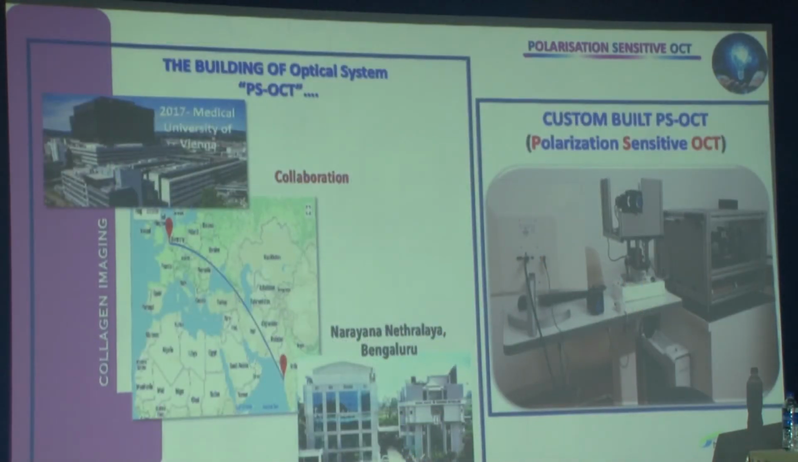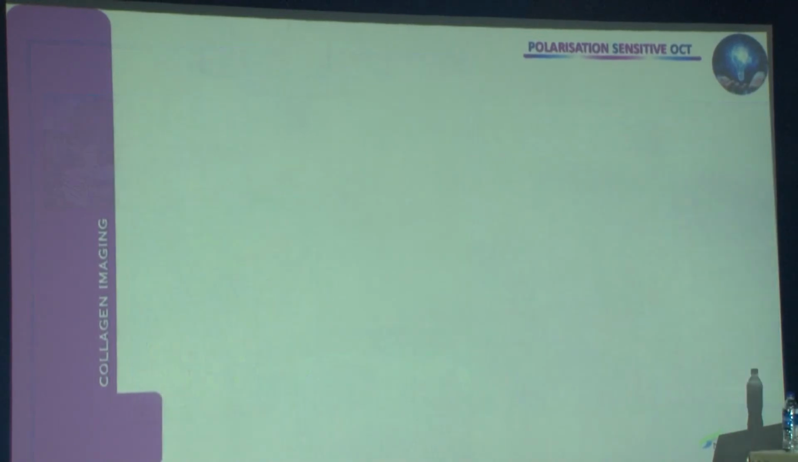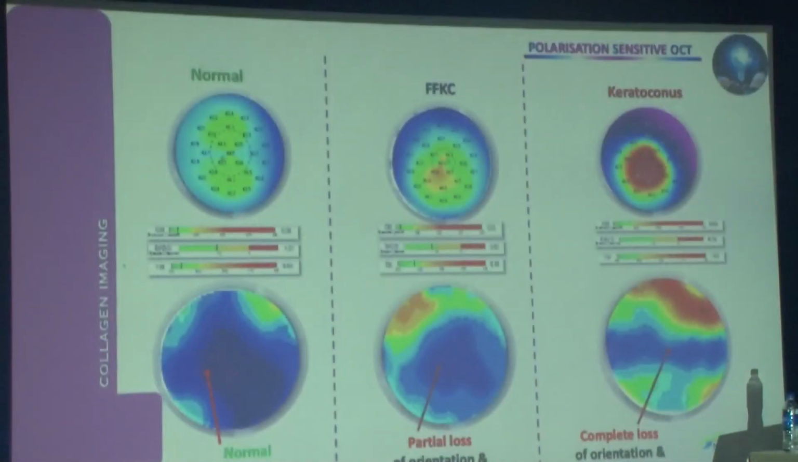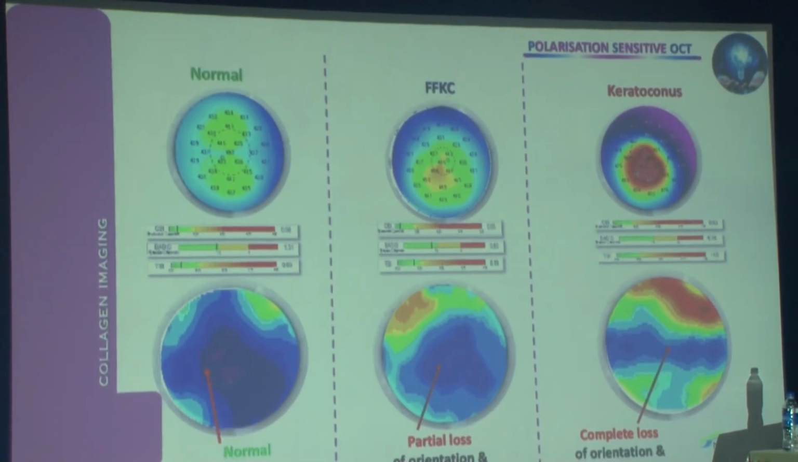So we've built a custom-built polarization sensitive OCT in collaboration with the University of Vienna. This is how it looks now, but gradually it will look like one of your other OCTs in the practice as well. And this is very beautiful what you see. So now this is something which we all know, the biomechanics and topography. But what does collagen imaging give you? This is how a normal map would look. The darker blue or denser blue or violet means the collagen distribution and density is good.